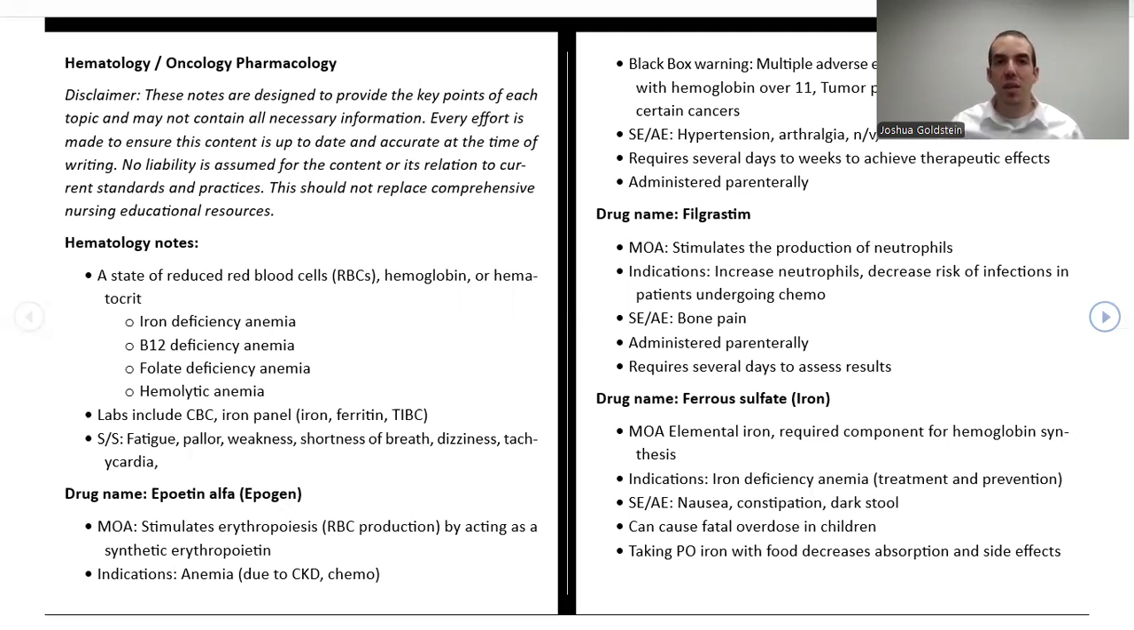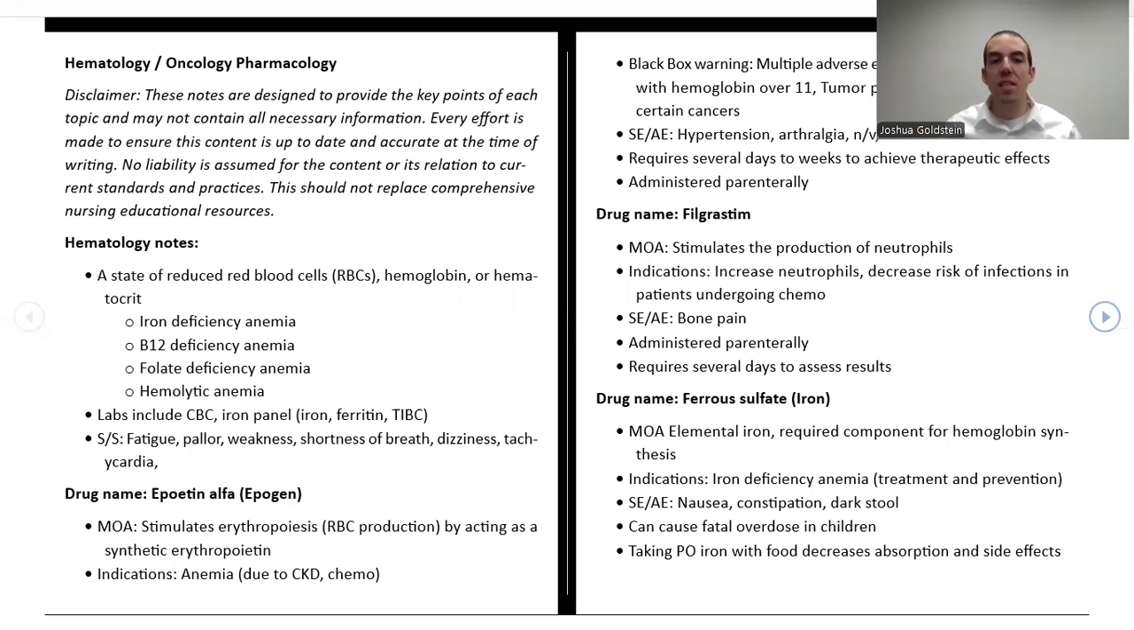The adverse effect of this medication is bone pain. And again, this is also administered parenterally. And again, even though this stimulates the production of neutrophils, you've got to give it a few days until that production is significantly increased, until you'll notice in the labs that the neutrophil count went up. And again, we would use this mostly for patients who are immunosuppressed related to chemotherapy. And we'll talk about that in the second half of this video and get to oncology.